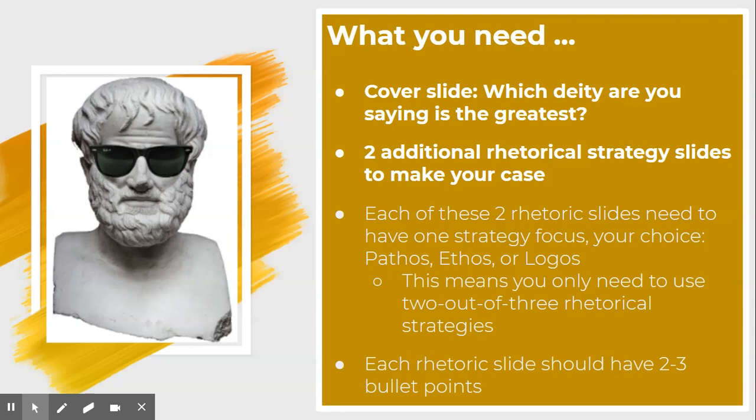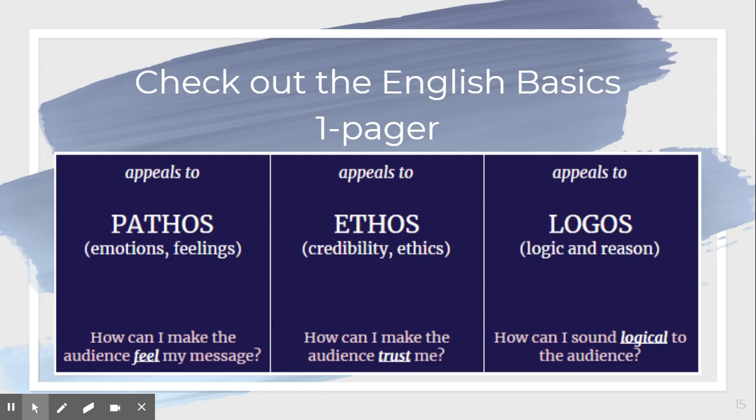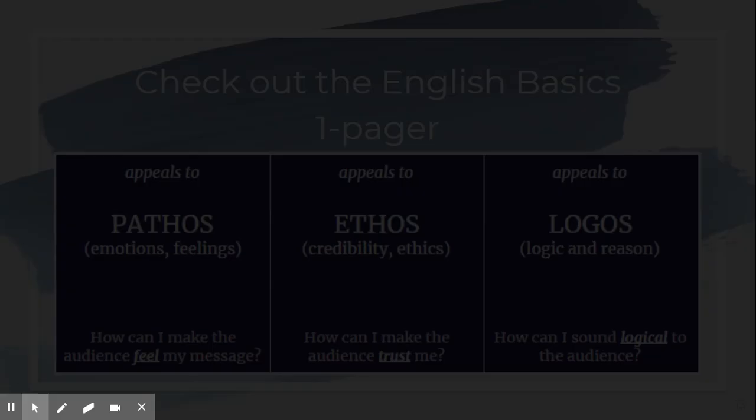Each of your rhetorical strategy slides should have about 2 to 3 bullet points. I'm going to provide you the template for your project, so I'll give you the Google Slides. You pick any 2 out of those 3, pathos, ethos, logos, that you want, and you can just delete the extra slide you're not using. If you want a refresher, you can go back to the classwork packet, you can rewatch this video, or you can go to the English Basics 1-pager to look at the rhetorical strategies again.